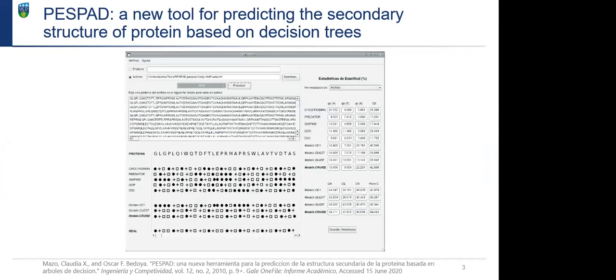So the first one is a new tool for predicting the secondary structure of the protein based on decision trees. In this application, we propose a method based on artificial intelligence and mixture of experts. This work presents a new tool for predicting the secondary structure of the protein called PESPAT, which significantly exceeds the accuracy of predictive methods available now. So this tool is based on a model constructed by decision trees of the mixture of experts.